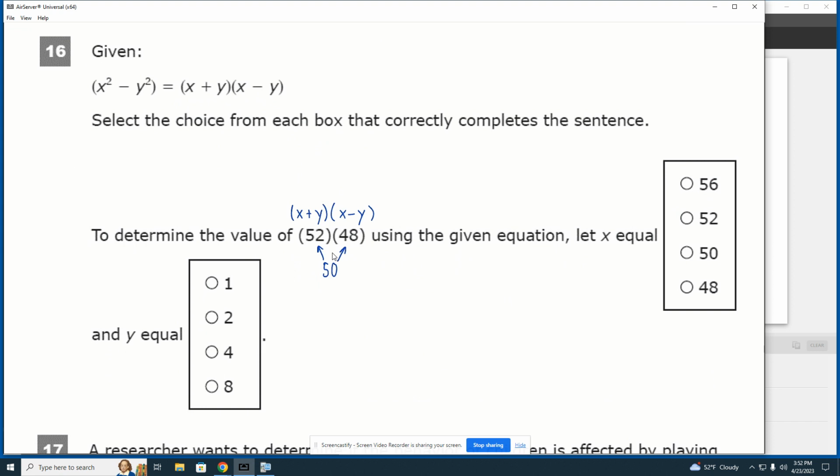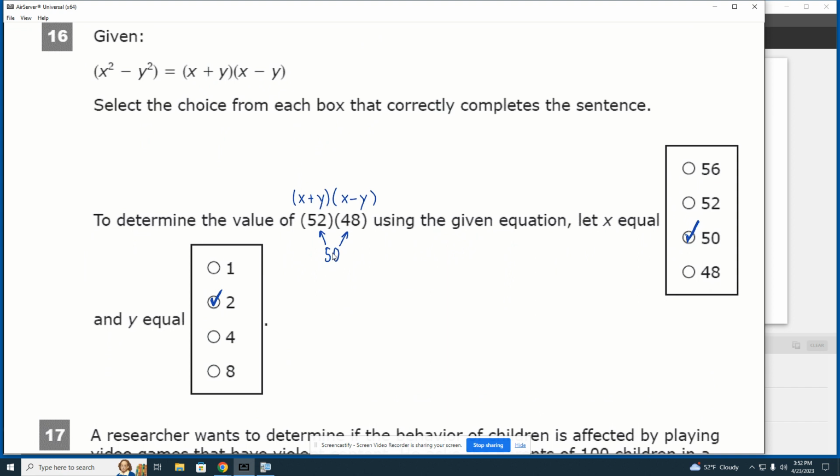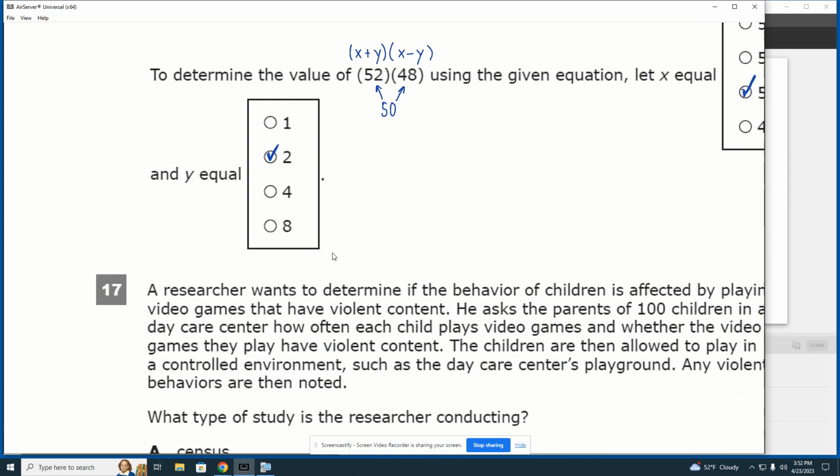And what is that value? Well, it's 2. See, 50 plus 2 equals 52. 50 minus 2 equals 48. So my x value would have to be 50, and my y value would have to be 2. So again, I know that was kind of a confusing problem. You've probably never seen one like that before. But just as you think about it logically, if you really look at it, it's actually a pretty simple problem.